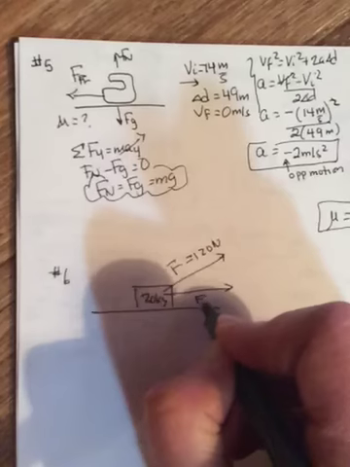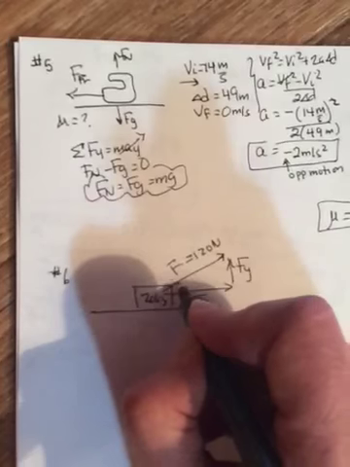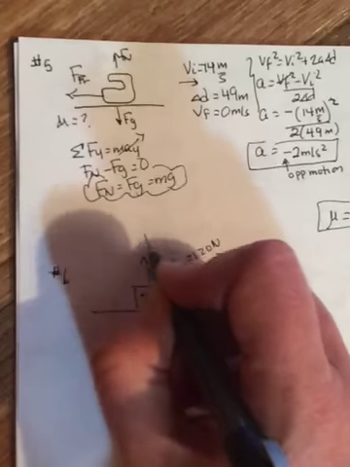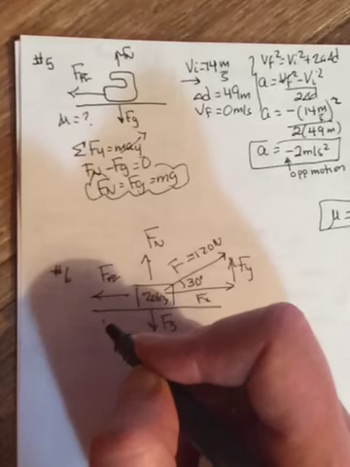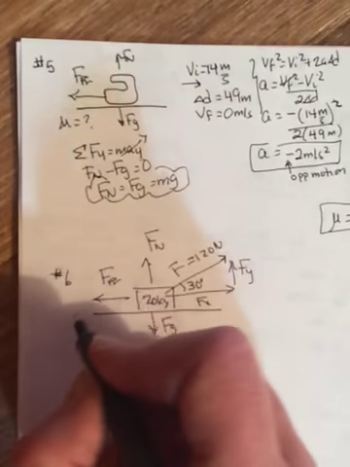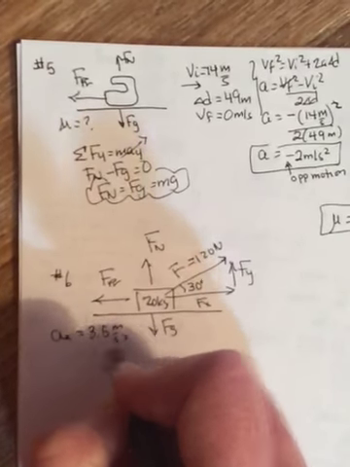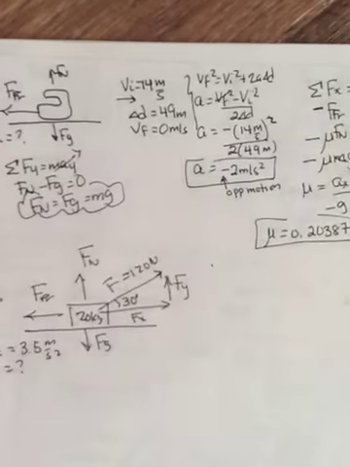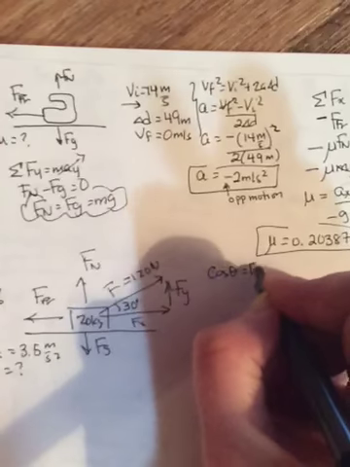This is going to be my Fx. This is going to be my Fy. And it tells us that the angle is 30 degrees. We're also going to have an Fg, an Fn, and friction. The question goes on to say that the acceleration is 3.5 meters per second squared, and it wants you to find the coefficient.